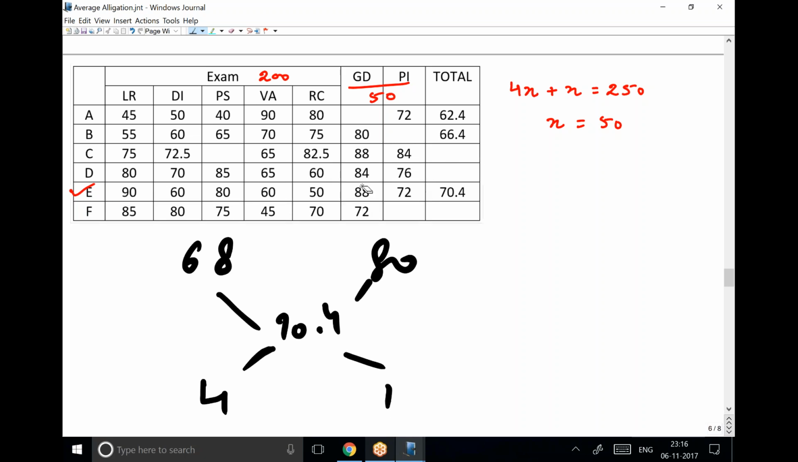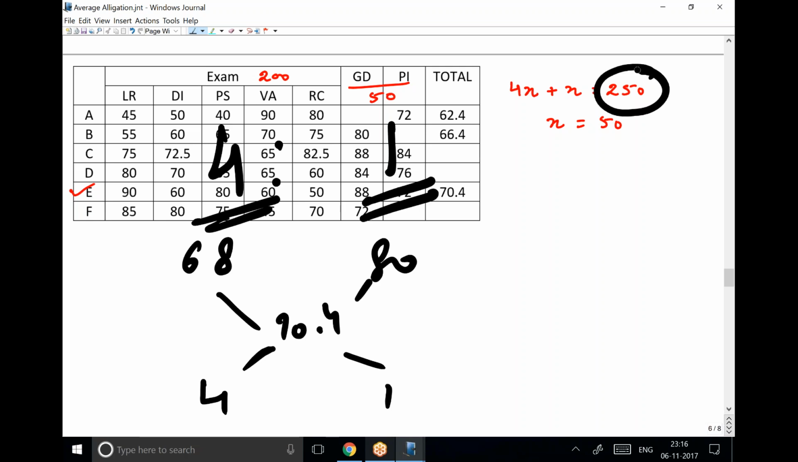So you have to look into whatever is given to us. We are dividing the ratio of 4 is to 1. The total given to us is 250 here. 250 we have to divide in the ratio of 4 is to 1. That means exams will be 200 and GDPI together will be 50.